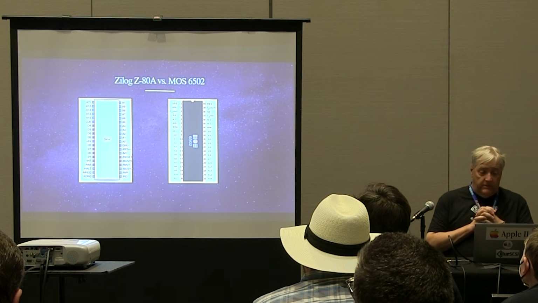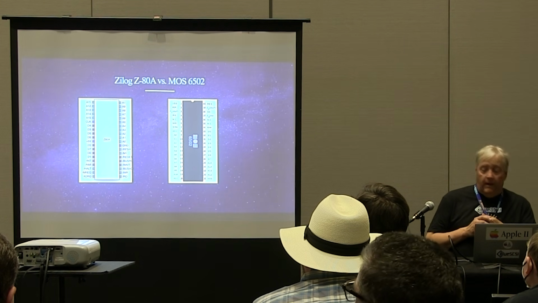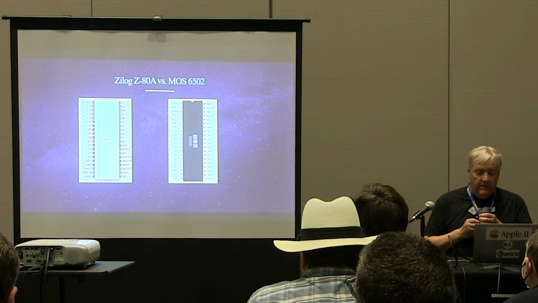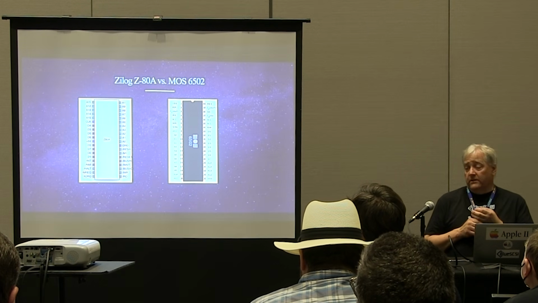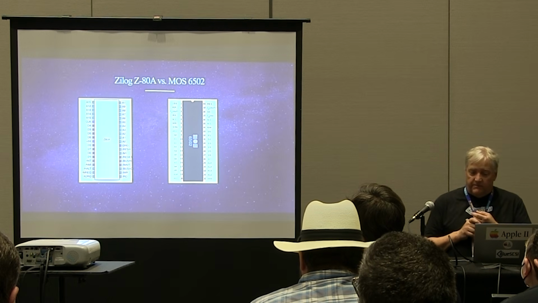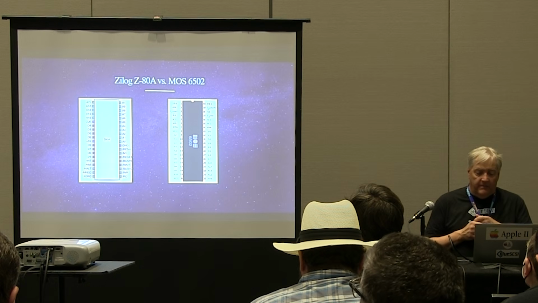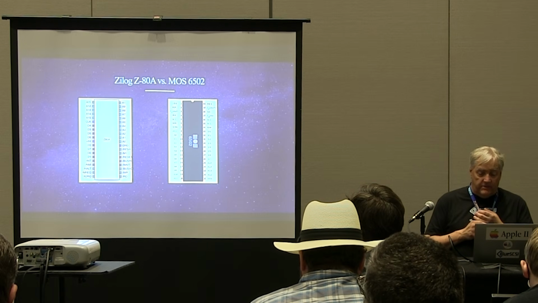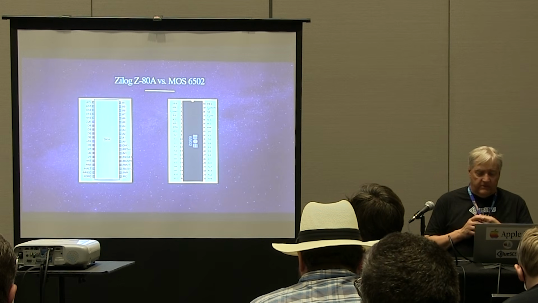Comparing the MOS 6502 and the Zilog Z80, these are the pinouts of both of the processors. They're nothing alike, but I just wanted to compare them to show you the difference between the processors. The 6502 was a little bit simpler. It was a little bit less expensive, although the Z80 didn't cost much more at the time. And the 6502 was used by hobbyists, educators, and game developers. That was the processor of choice for that.